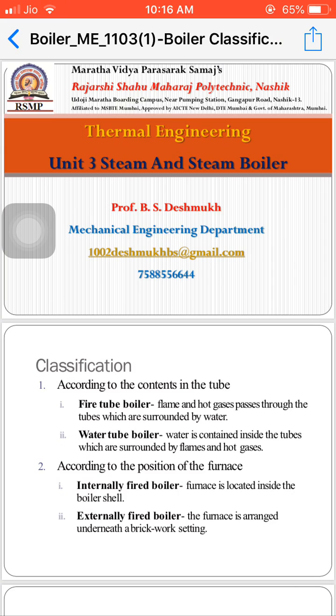The second classification is according to the position of the furnace. There are two types of boiler. First one is an internally fired boiler and second one is an externally fired boiler. Internally fired boiler means in this boiler the furnace is located inside the boiler shell, and in externally fired boiler the furnace is arranged underneath a brickwork setting.